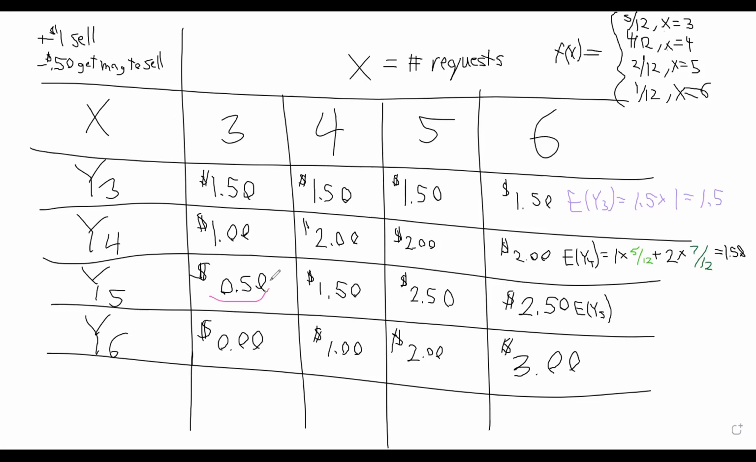So for y sub 5, these are the possible values. You have 50 cents as one possible value. You have $1.50 as another possible value. And then you have a third possible value, which is $2.50, right? So these are the three possible values of y sub 5. And so you take each of those possible values and multiply them by their probabilities. So you have 0.5, which is the first one, times its probability. It's just the probability x equals 3, which is 5/12.